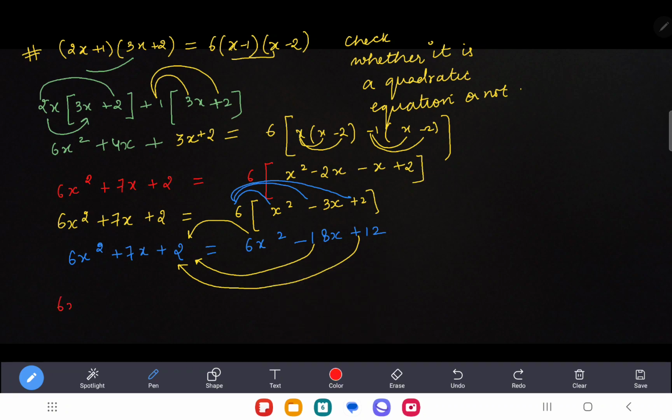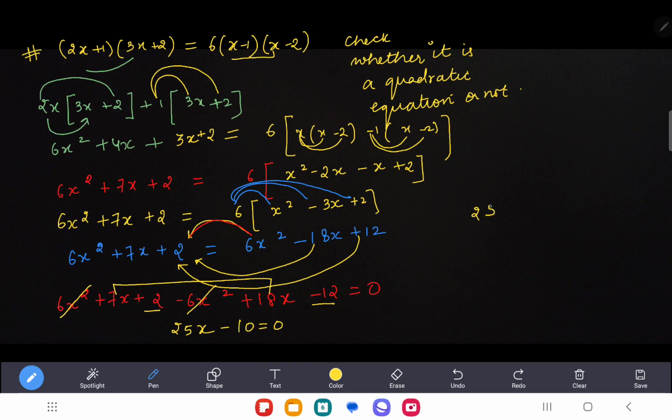So it is going to become 6x squared plus 7x plus 2 minus 6x squared plus 18x minus 12 equals 0. The 6x squared cancels 6x squared, and 7x plus 18x becomes 25x, plus 2 minus 12 becomes minus 10, equals 0.